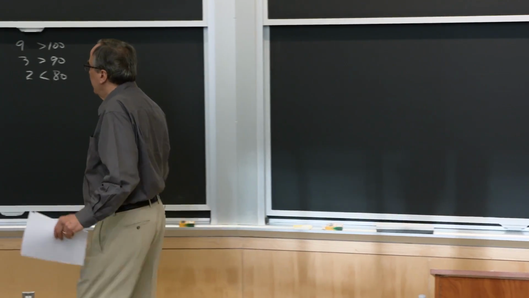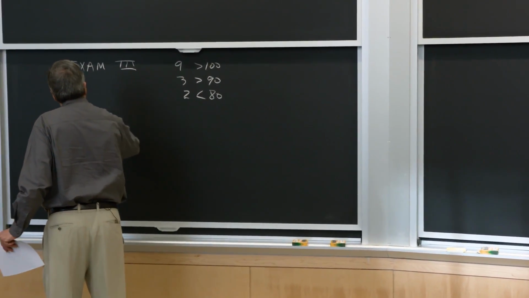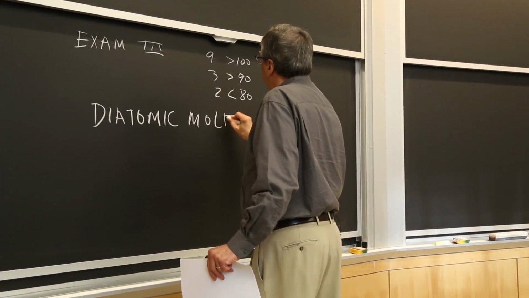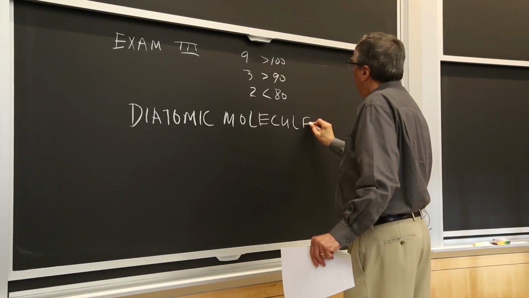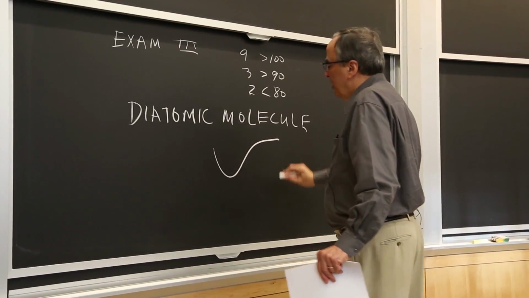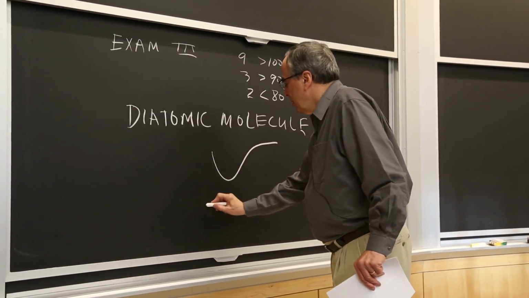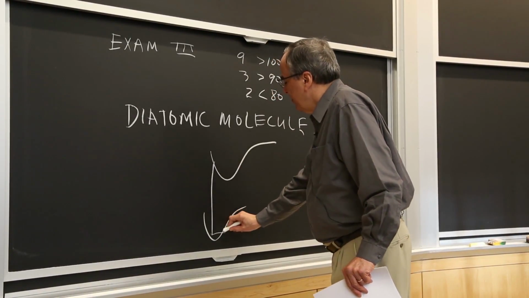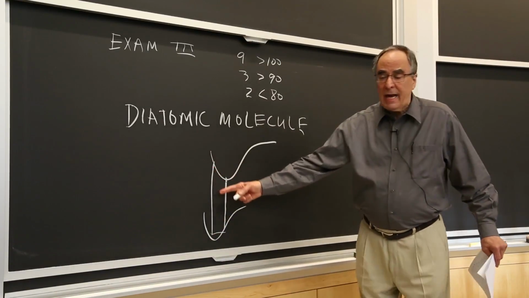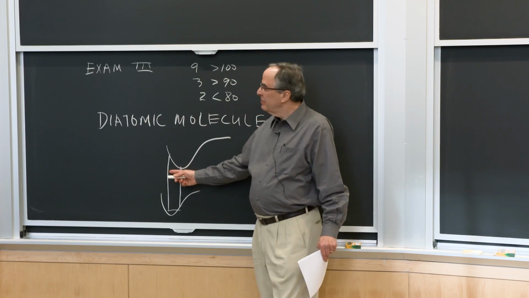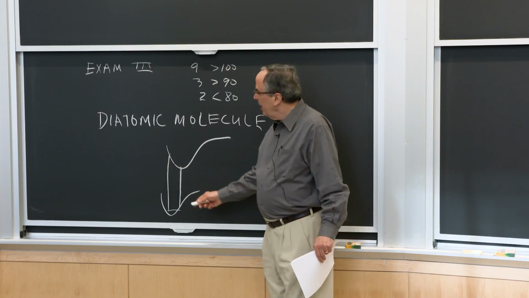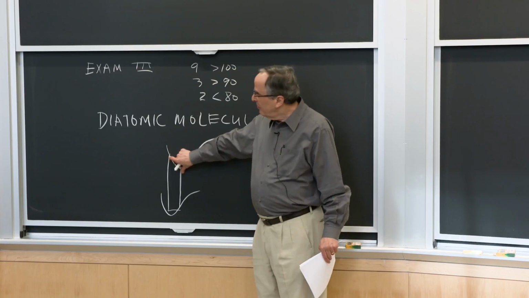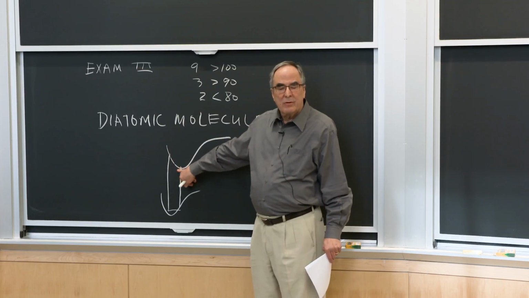So if we have a diatomic, we have a potential curve, and we have an initial state, and that initial state in v equals 0 gives us access to a range of vibrational levels in the upper state. And if we have a short pulse, we can create some kind of a wave packet involving a linear combination of these vibrational levels.